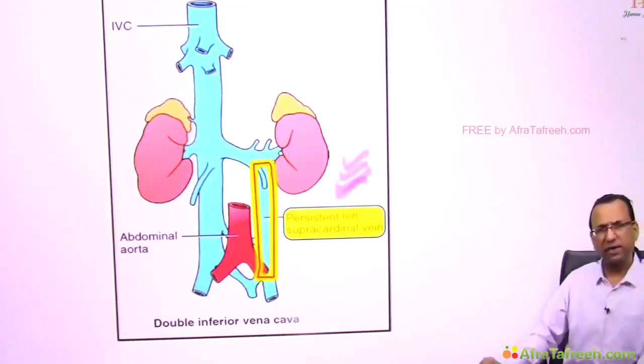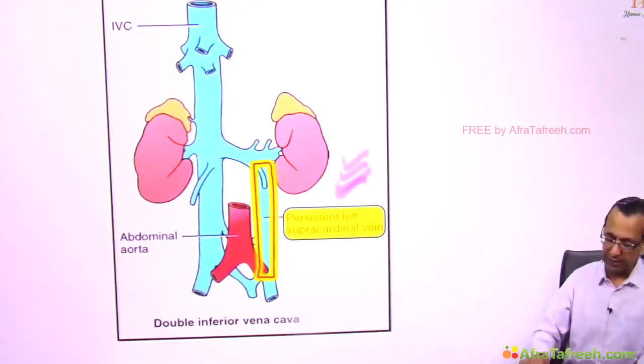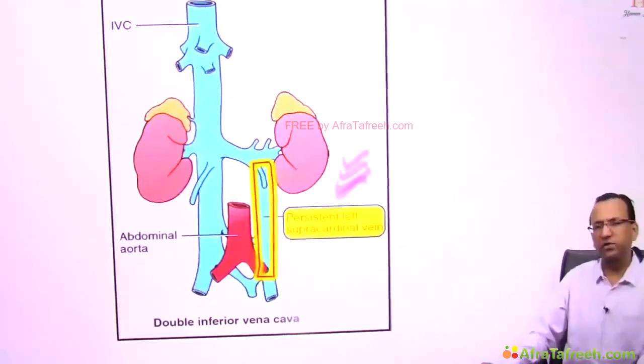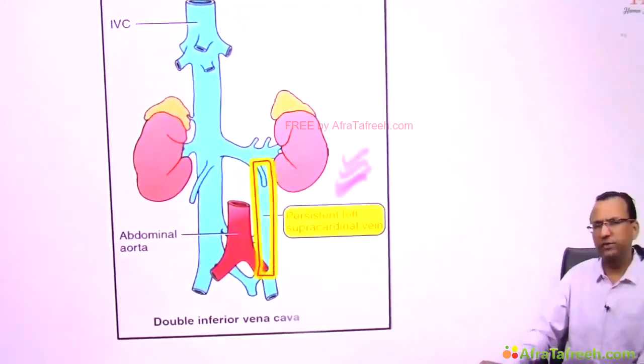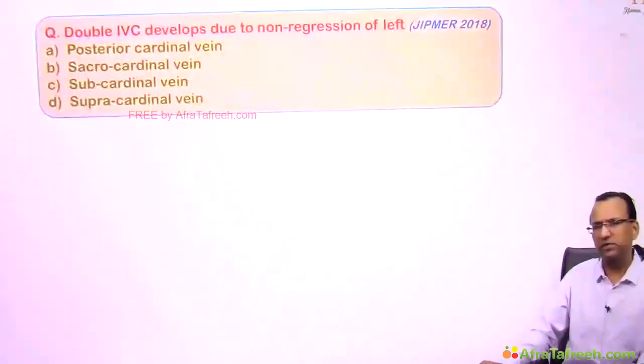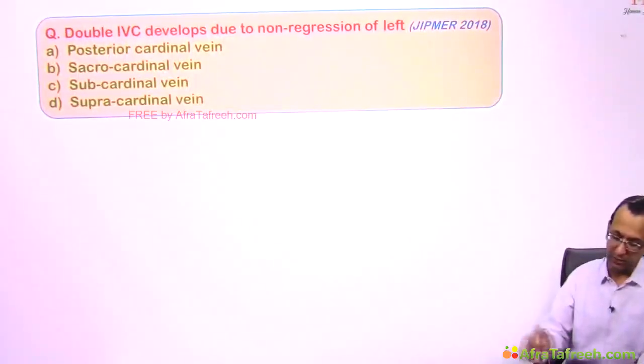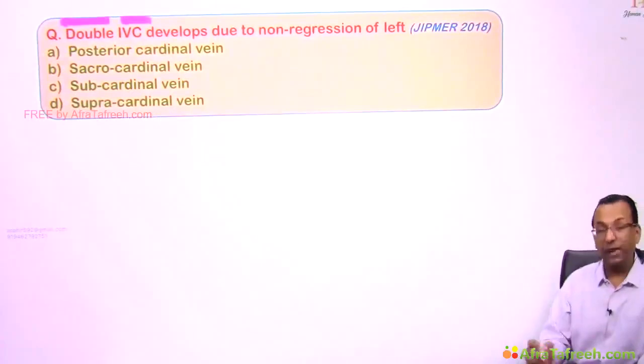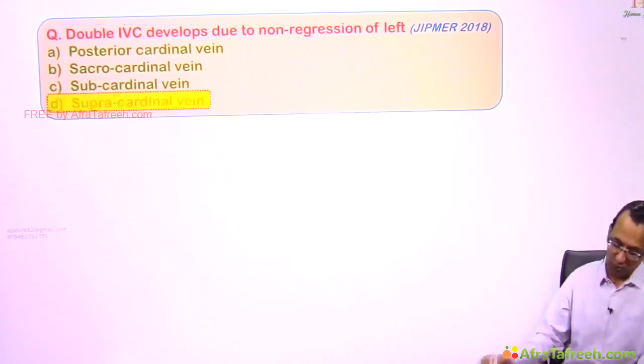So can that give a double IVC? Yeah, maybe. Some books will say it is a persisting supracardinal vein, and there are other variations also. So we don't go into much variation, but we just deal with this answer. What is the question asking? It is asking about double IVC. Tell me what is the answer. Double IVC. I think left-sided veins are persisting. Yes, which left-sided veins are persisting? And you know this is the answer.